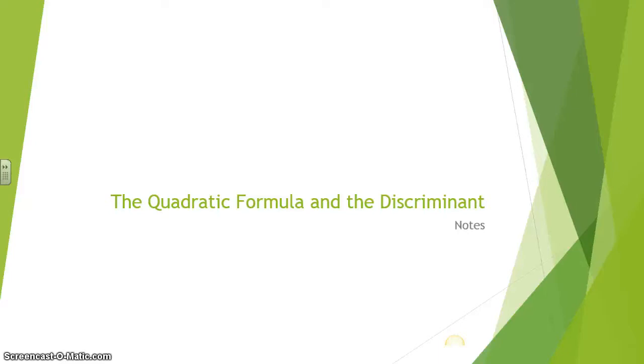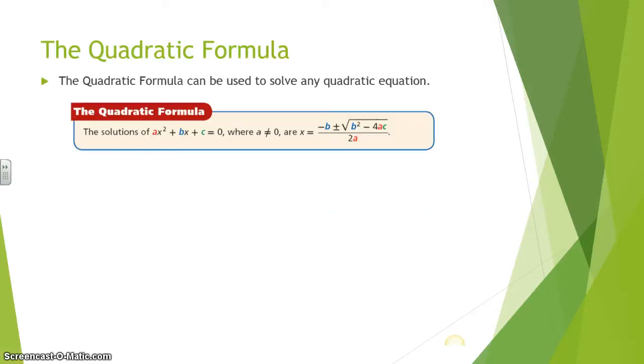This lesson is working with the quadratic formula and the discriminant. So when we're working with the quadratic formula, there is an equation that you need to know here, and the equation is negative b plus or minus the square root of b squared minus 4ac. All of that is divided by 2 times a.